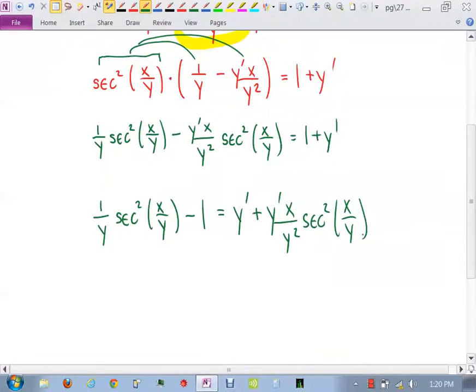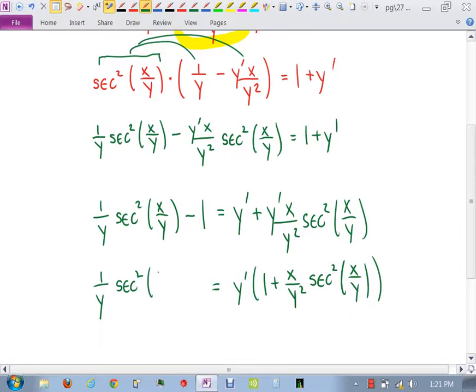Any questions on that algebra there? Just moving stuff around. And what do you do on the right side now? Factor out a y prime. So you're left with 1 plus x over y squared, secant squared x over y. And then on the other side, 1 over y, secant squared x over y minus 1.